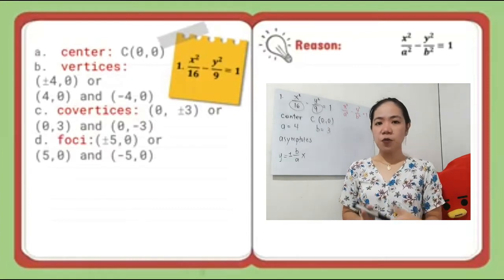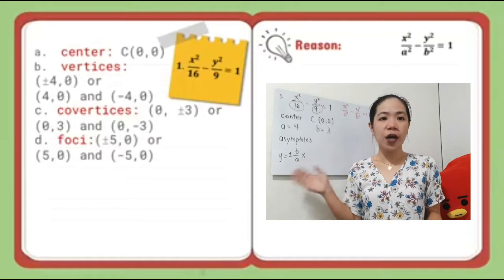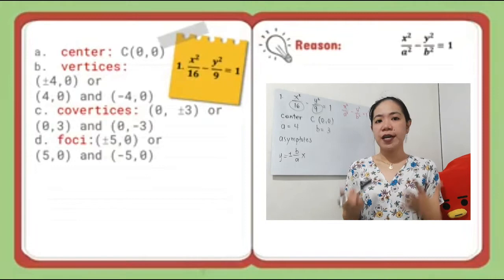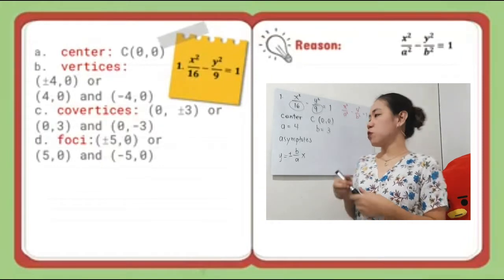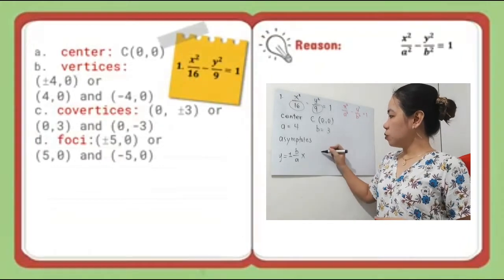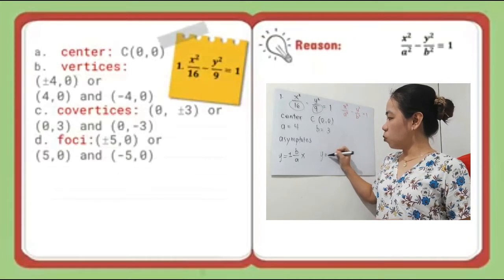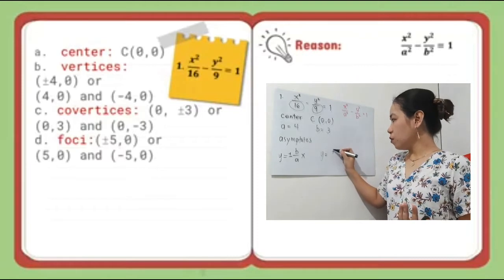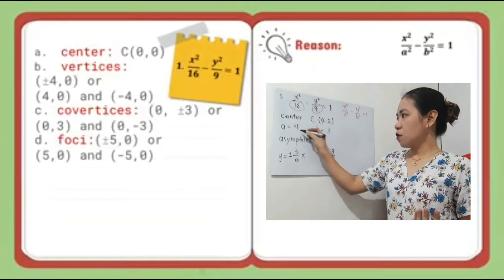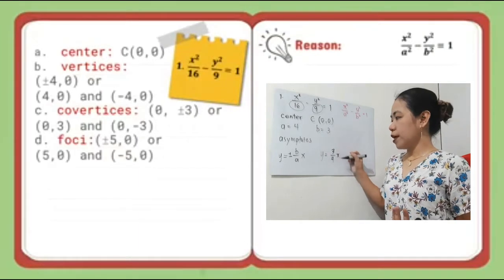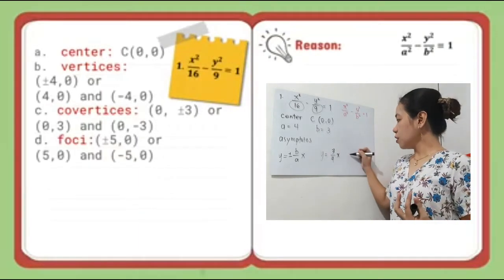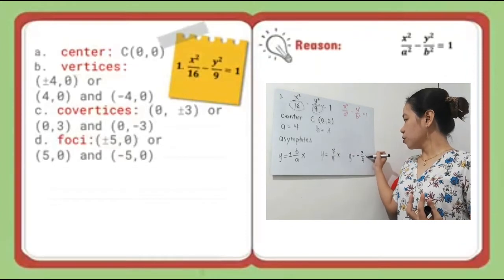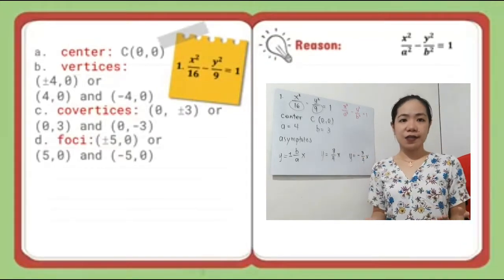So we have two equations for the asymptotes. First is y equals positive b over a x. The other one is negative b over a x. What we'll do is just substitute. So we have here b, which is 3, meaning we have y equals, let's write first the positive, 3 over a, which is 4, so y equals 3/4 x. And then the other equation would be y equals negative 3/4 x.